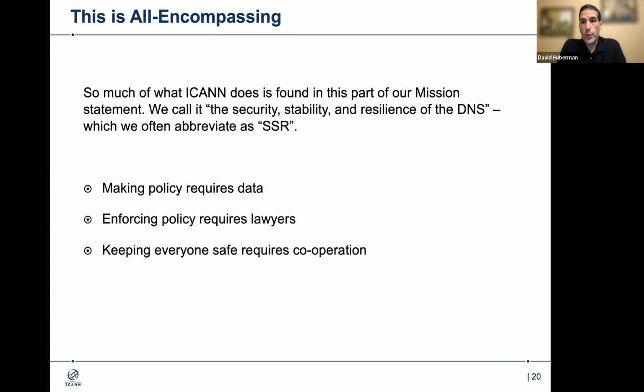This is under an umbrella we call SSR, security, stability, and resilience. And it's doing our part to ensure that the DNS and the unique numbering system of the internet, IP addresses, autonomous system numbers, and the DNS work well and work securely for everyone on the internet. It involves essentially 3 things, because making policy about this requires data. So ICANN gets the data. We do it ourselves, or we contract it to people, pay experts to get the data, okay?